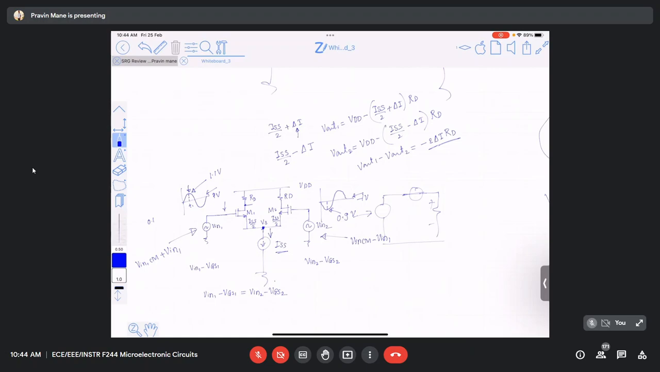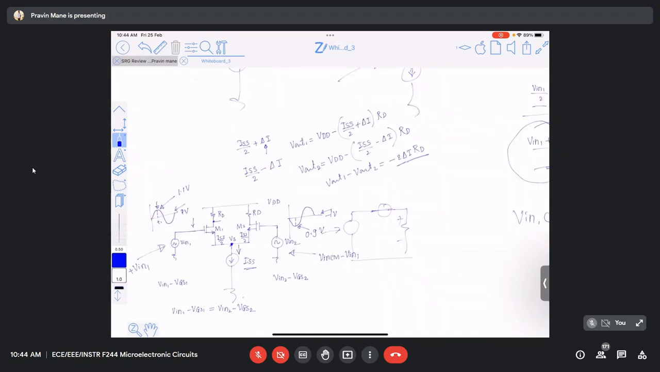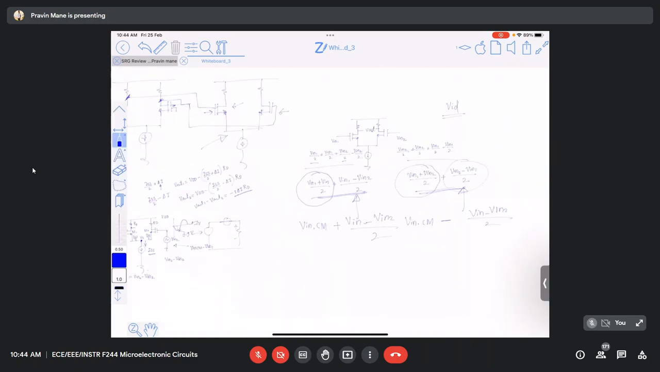What is the relationship between V in 1 and V in 2? V in 1 is equal to minus V in 2, for the circuit to work. And how it comes into the picture, I already explained to you with the help of this description.